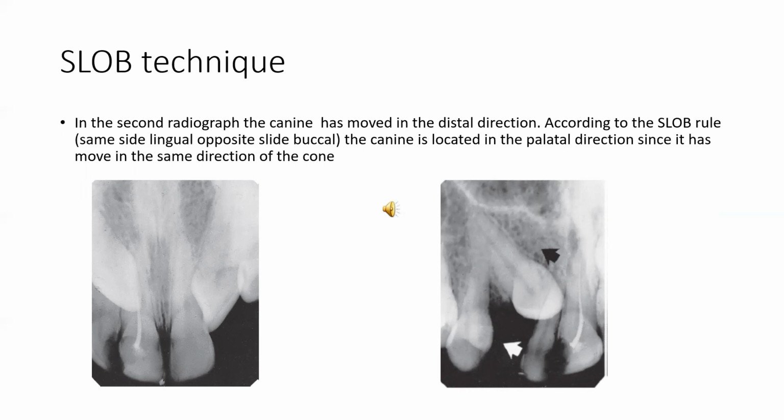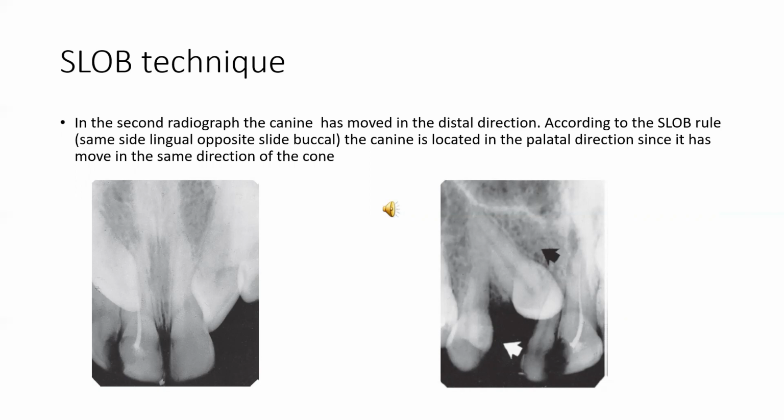Now you see the second radiograph. The canine seems to have moved in the distal direction. The crown of the canine, which was so near to the gutta-percha stick of the central incisor in the first radiograph, seems to be drifting away in the second radiograph. So this means that the impacted tooth has moved in the same direction as that of the cone.